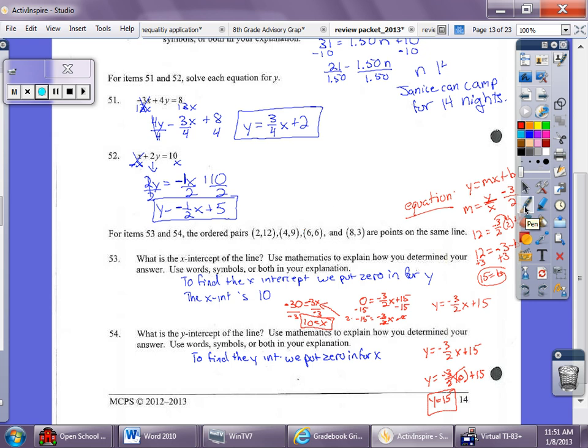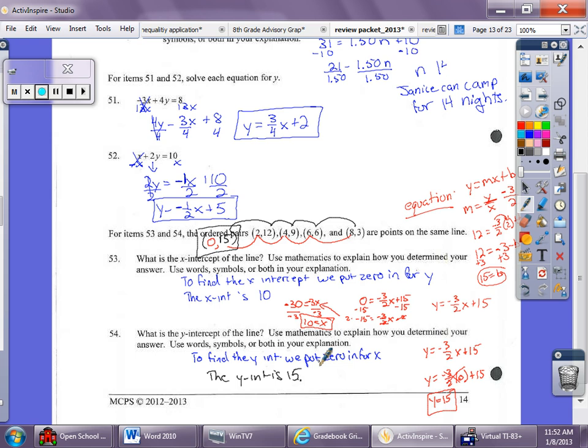Or if we look at our points over here, I can look at my x values now. If we look at our x values, 8, 6, 4, 2, the next point is going to be 0. And then we look at the y's, 3, 6, 9, 12, that's going to be 15. So we get our y-intercept of (0, 15). So the y-intercept is 15. So two different ways, both ways are fine.